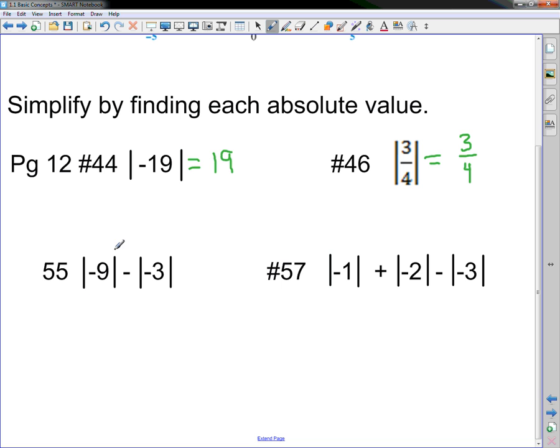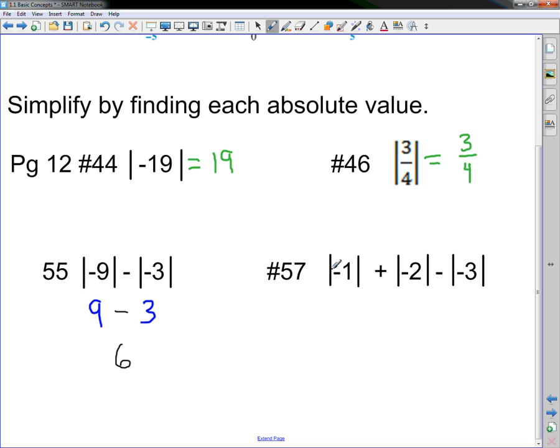Now we're dealing with a few operations where we're going to work our way through. So let's start with the absolute value of -9. Well, the absolute value of -9 is 9. I have a minus sign between the two. Absolute value of -3 is +3, but I'm subtracting it. 9 minus 3 is going to give me 6. So notice how I went through the steps of finding the absolute value of each and then taking the subtraction.